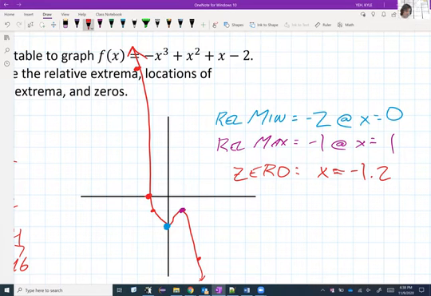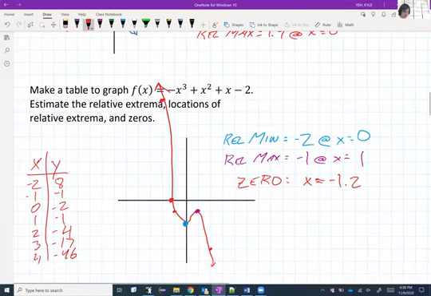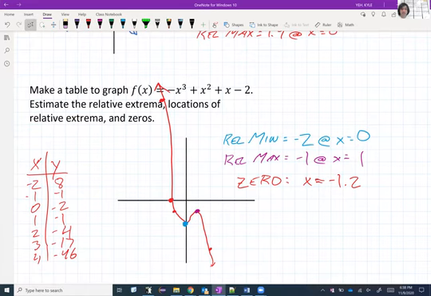Now I'm technically done with this problem. I estimated those relative extrema, those extreme values, the maxes and mins, where they occurred, and the zeros. Great. But I want to show you, just to wrap up this lesson, how to find those exact values on a calculator. It's really not hard.